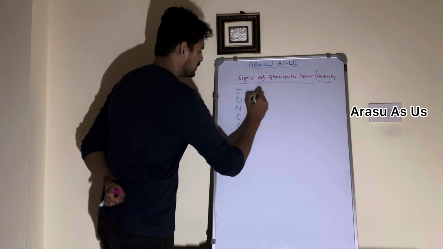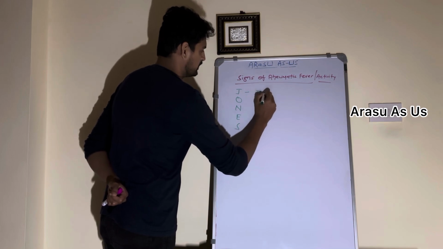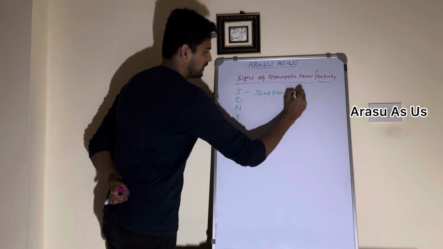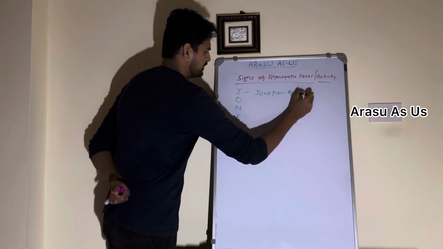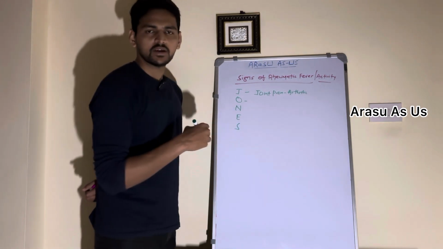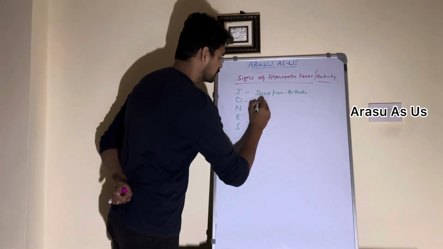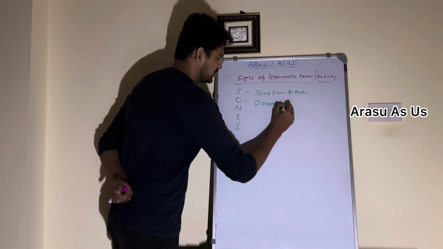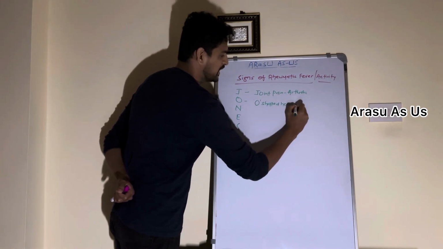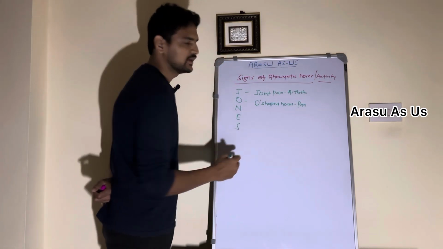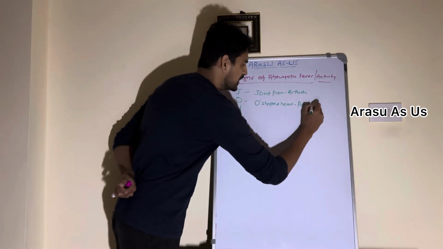So J for joint pain. So mainly there will be arthritis. This O stands for O-shaped heart, so that it implies carditis. So O-shaped heart implicating carditis, mainly it will be pancarditis. So all three layers of the heart will be involved. So it is pancarditis.